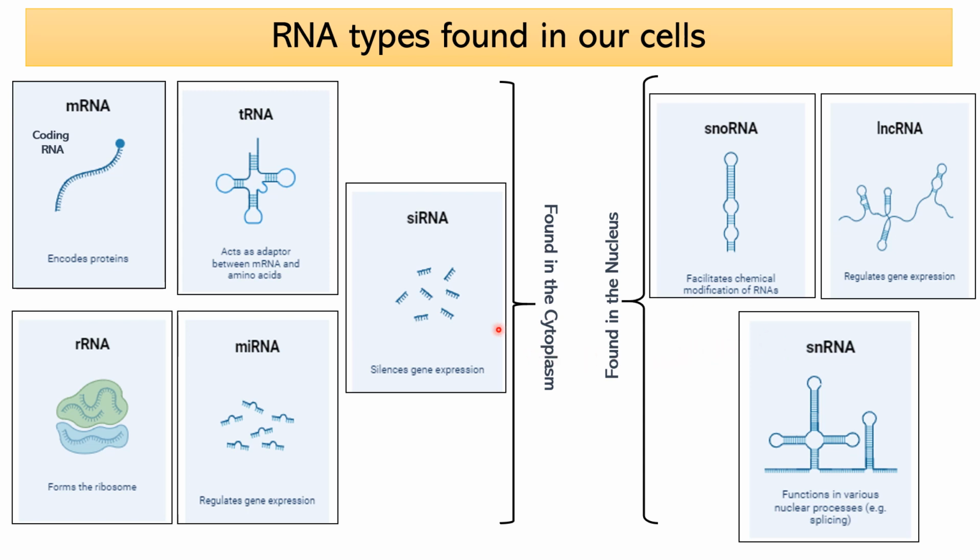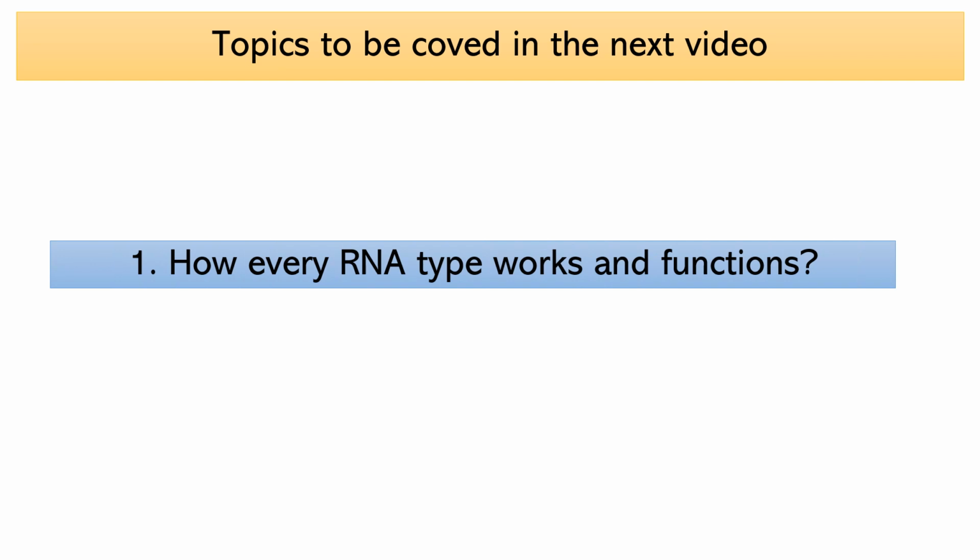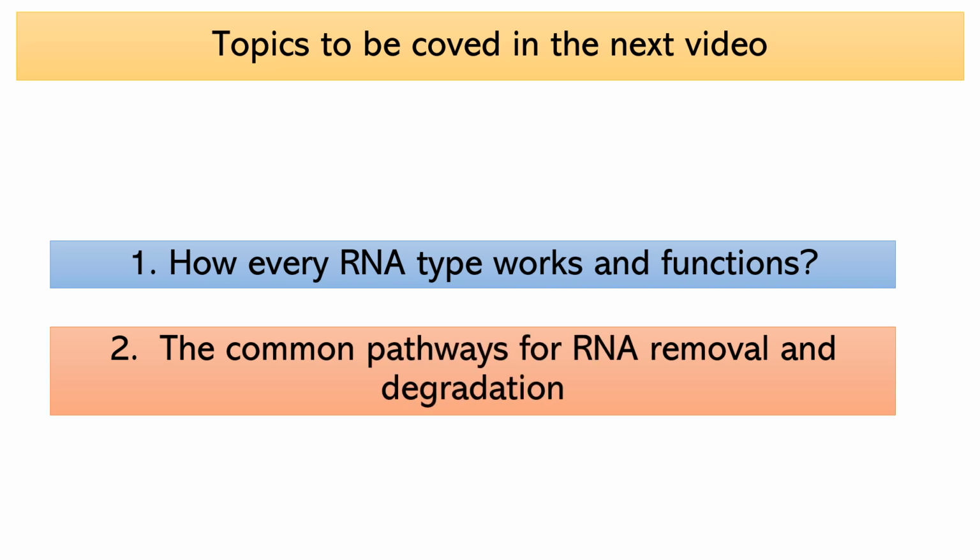In the next video, we're going to dive in and give more details about every type and explore the function of each one and how they work. But here we are just showing very superficially the functions and the types. As we said, in the next video, we're going to cover the different types of RNA and their functions and how they work. And also we're going to cover some common pathways that are used for removing DNA and RNA, and RNA degradation.